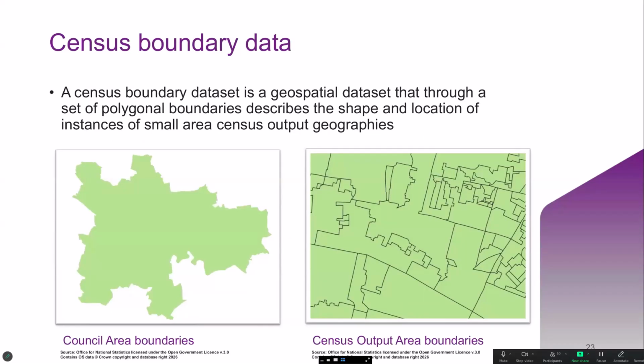Census boundary data is a geospatial data set that provides the actual shape and location of those small area census output geographies. On the left here, we have some council area boundaries. This is for Glasgow. On the right, some output area boundaries for a part of Glasgow. Again, you can see the difference in size between the council area boundaries and the output area boundaries.